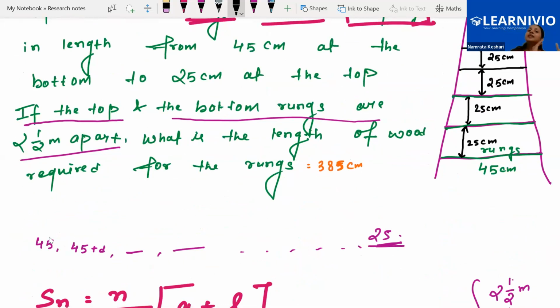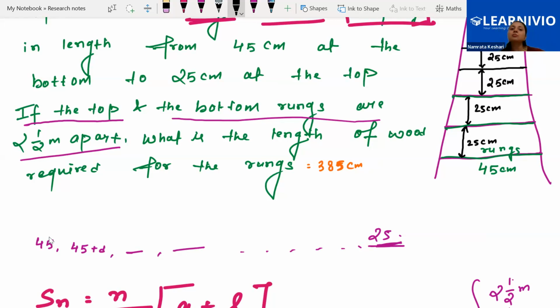There are two different scenarios, two different pieces of information we have in hand. One is clearly showing that we have an AP whose first term is 45, last term is 25. And we have to find the sum of n terms of this AP. We can use the formula, but we don't know what n is. How many terms are there? How many rungs are there? We don't know. But we know that there is a 25 centimeter gap between two rungs. So we have used that information and we have found it.